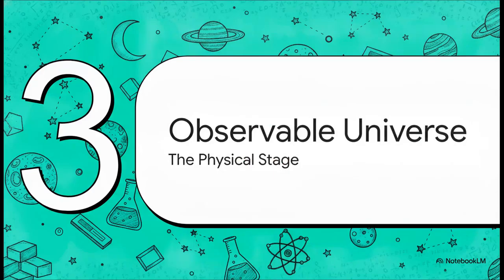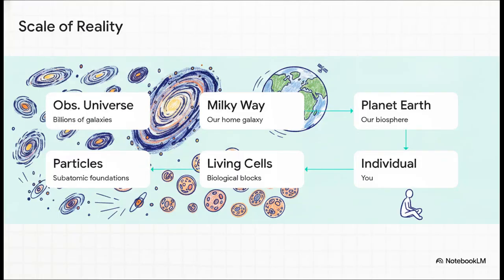To answer that, let's step into Section 3, our observable physical universe, the physical stage. The framework beautifully refers to this measurable physical space as our ultimate classroom and laboratory. I absolutely love this progression. Let's physically zoom in through the cosmic hierarchy of complexity. We scale all the way down from the billions of galaxies in the observable universe to our Milky Way, to our tiny blue planet, and finally down to you, sitting here right now, maybe drinking a cup of coffee.